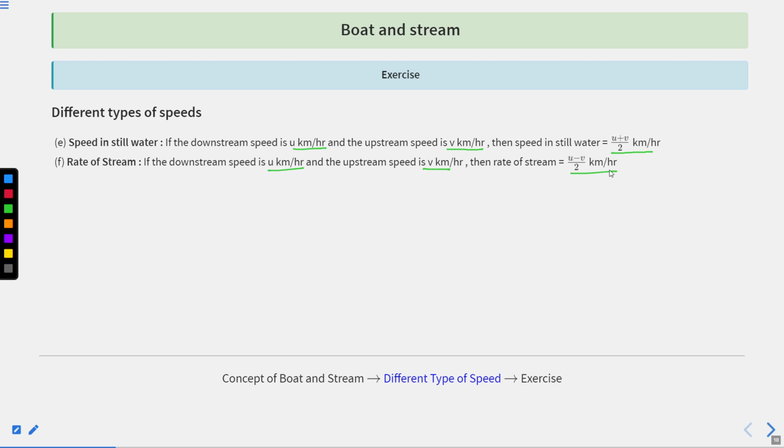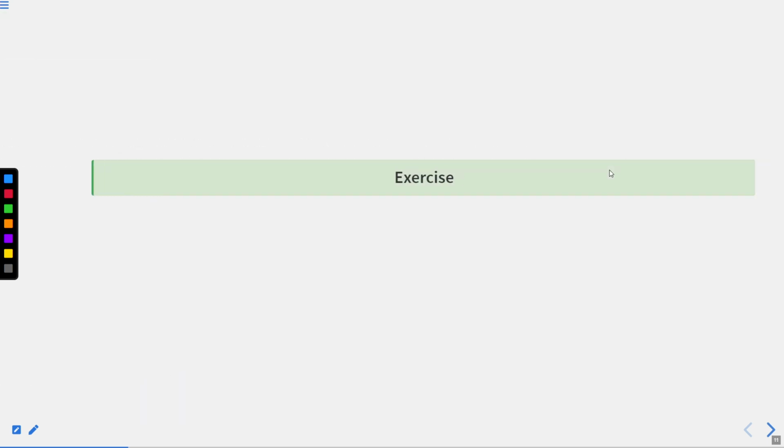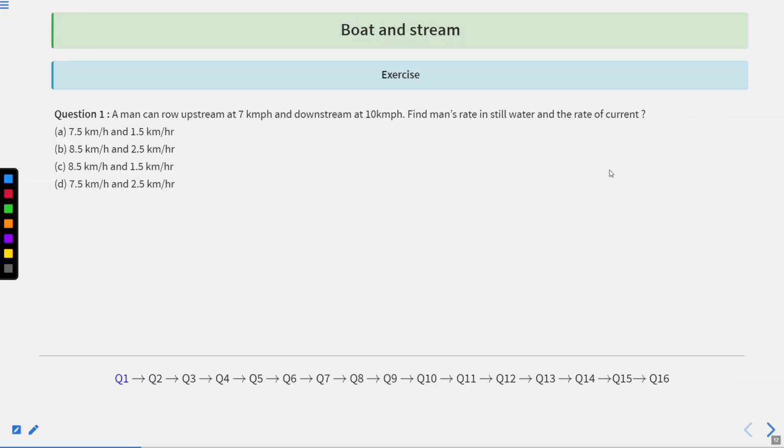So for now, just see whatever I'm trying to explain and try to remember the formulas. Don't worry, we will solve problems based on these and you will understand all the things very clearly. So it's time for questions.